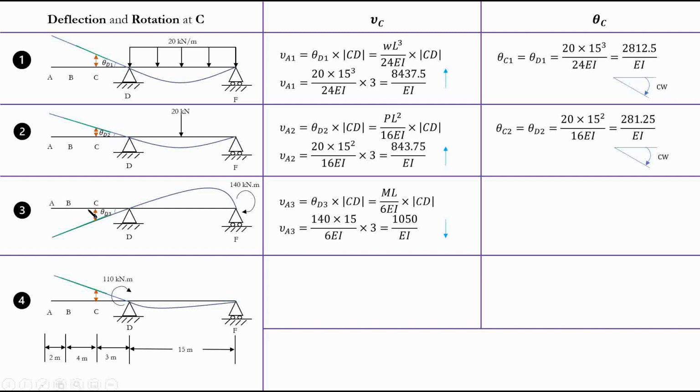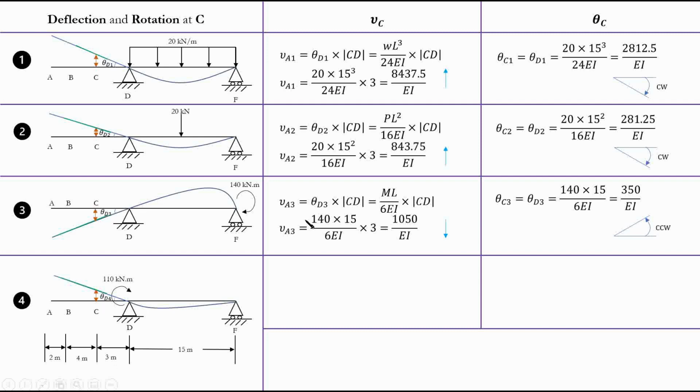There's a downward deflection, obviously, right? It's going down. And for rotation again, theta d3, right? This value, right? Just put it back there. And why is it theta d3 again? Because at this point, the rotation is the same as this point, right? Why? Because this is linear, okay?